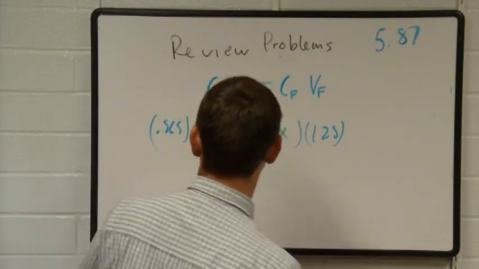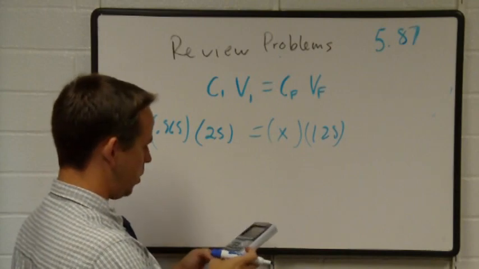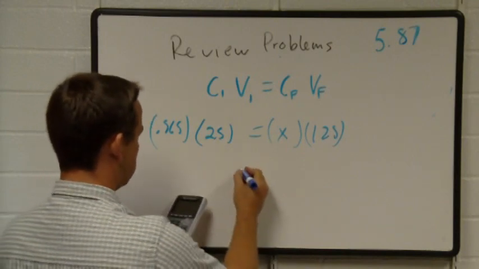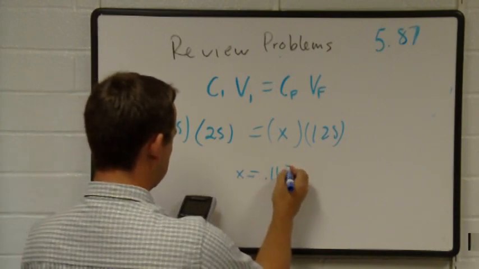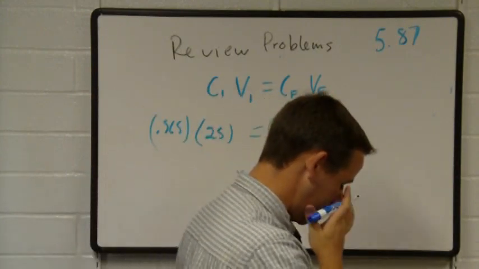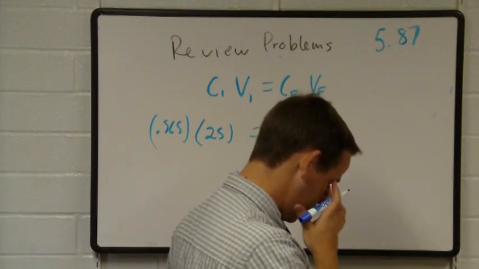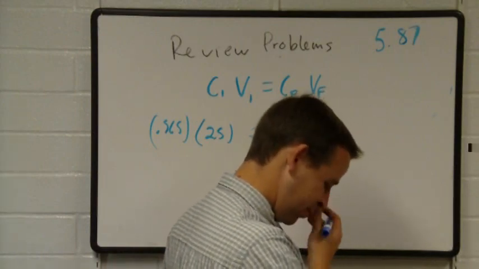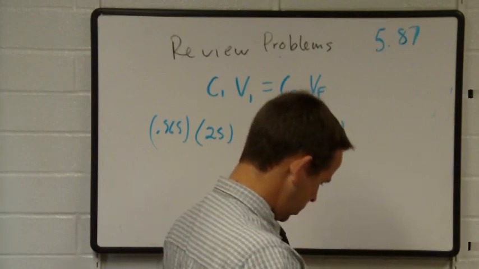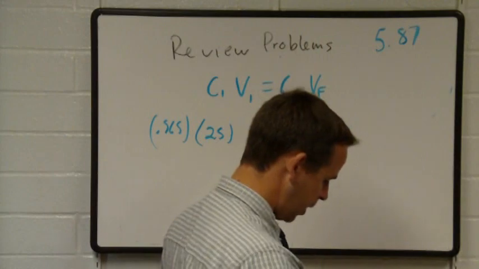All right, so we have 0.565 times 25 divided by 125. And that's x equals 0.113. And again, my units were molar, so that's the final molarity. So that's basically 565 divided by 5, right? Yeah. All right.